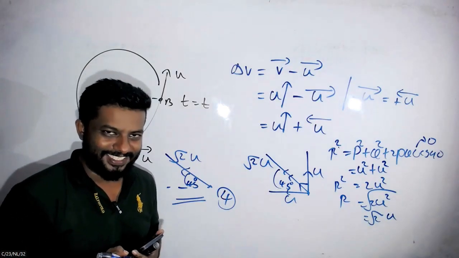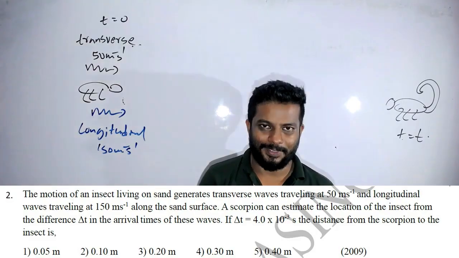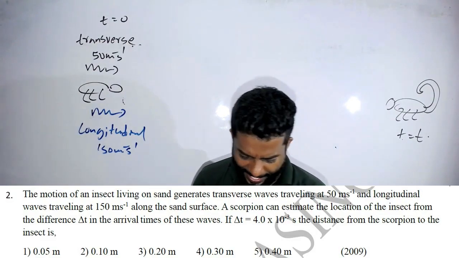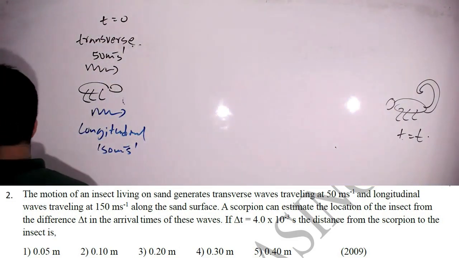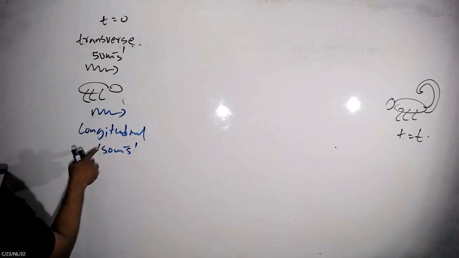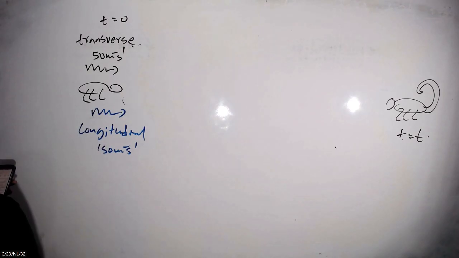Right, Pute. Let's see the next question. Right, Pute. Read question number 2. A motion of an insect traveling on sand generates transverse waves traveling at 50 meters per second and longitudinal waves traveling at 150 meters per second.